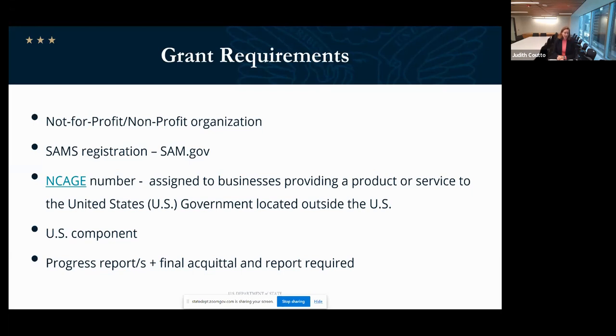All grants are required to have a US component. I think I already talked about that. That the component can be in terms of participants or theme. And we do require progress reports and final reports from all of our grantees.